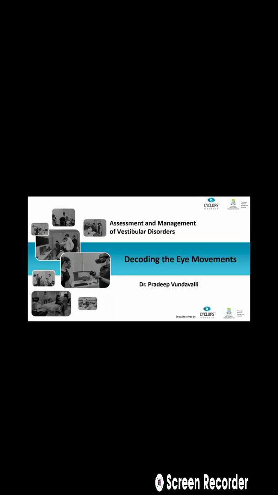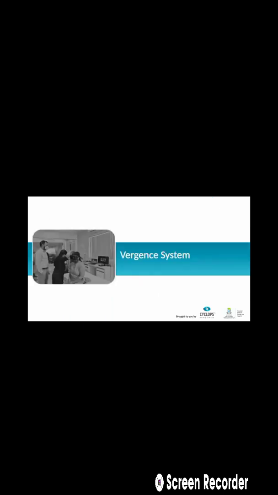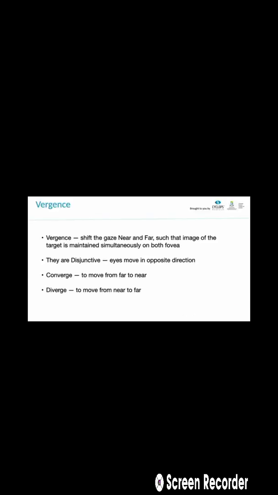Hello everyone. Now we are going to deal with the vergence system. The vergence eye movements shift the gaze near and far such that the image of the target is maintained simultaneously on both the fovea. Unlike other eye movement systems, the vergence movements are disjunctive. That means the eyes move in the opposite direction.